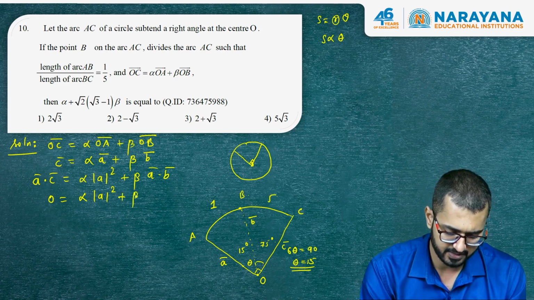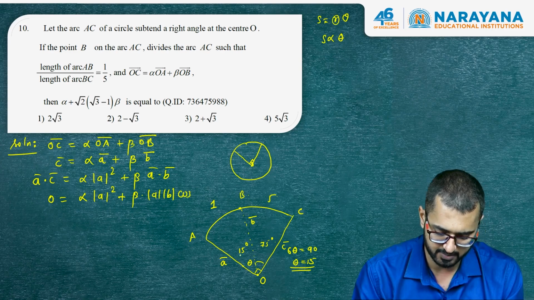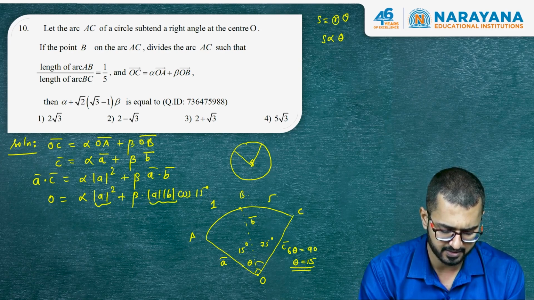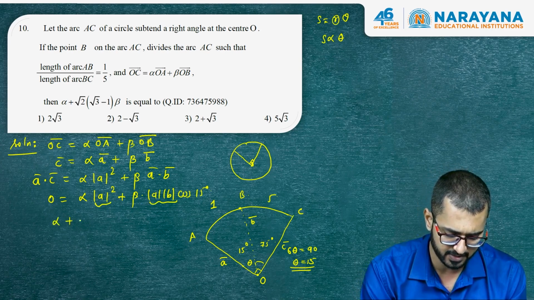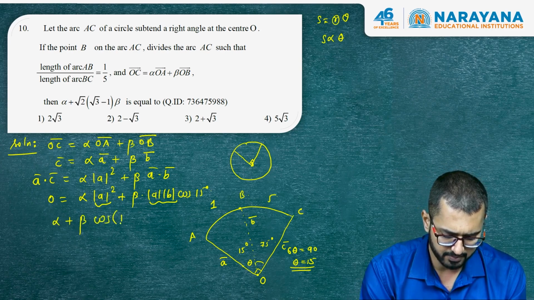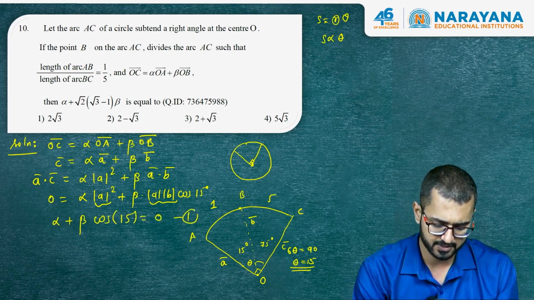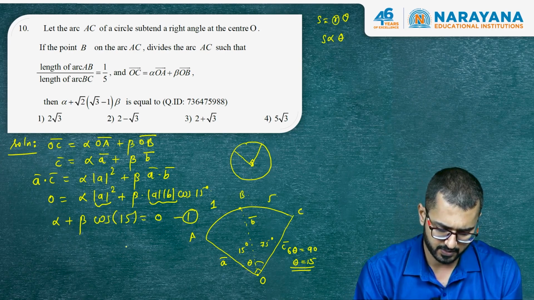And then beta I have here, and this will become modulus of A and modulus of B into cos of the angle between A and B, which is 15. So yes, mod A and mod B are all equal, so that means I can remove it. It will be gone from the equation. So I'll be having simply alpha plus beta cos 15 is equal to 0. So yes, we got one equation. Now let's find out the other one.